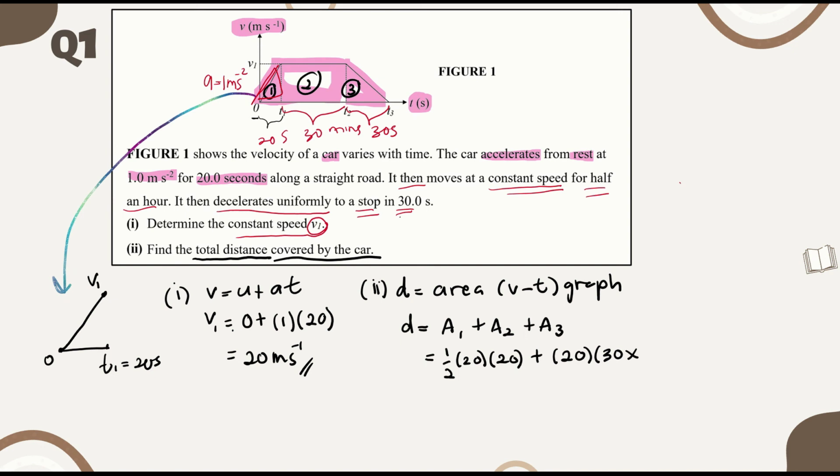So we need to convert it into seconds. 1 minute is 60 seconds, so we multiply with 60 seconds. Plus area number 3 is again a triangle, so half of the rectangle, half times 20 times 30 seconds. Then finally you have your distance, which is 3.65 times 10 to the power of 4 meter.